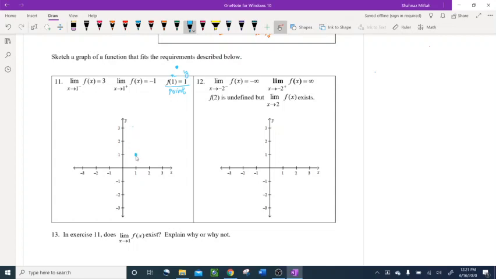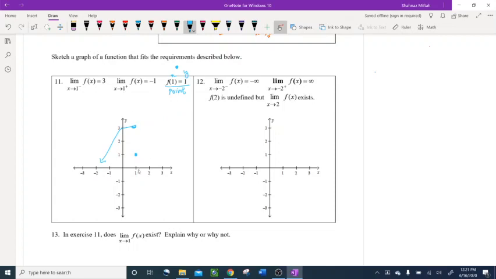Since I already have 1 point, a defined point, I can make a hole there. You can have several defined points, it's just we already got 1. That's why I do this first. So I'm going to make a graph, for example, that's a 3, something like that. See, limit x approaches 1 from the left, the y value is 3. Okay, we're good.